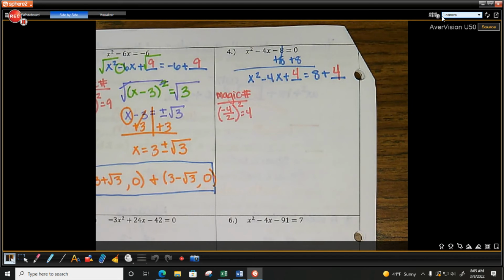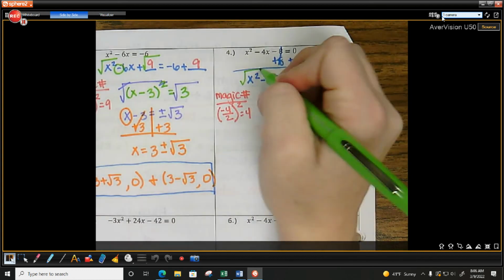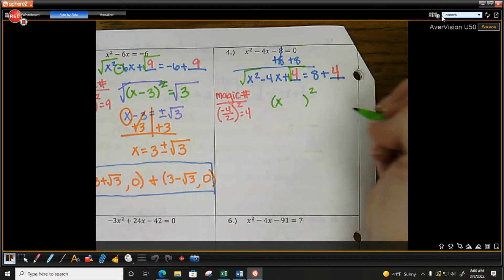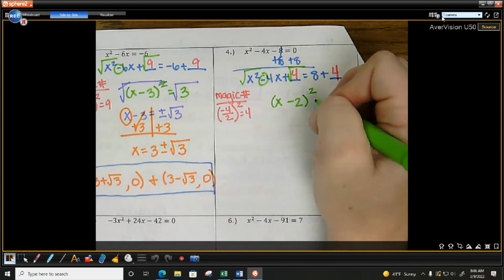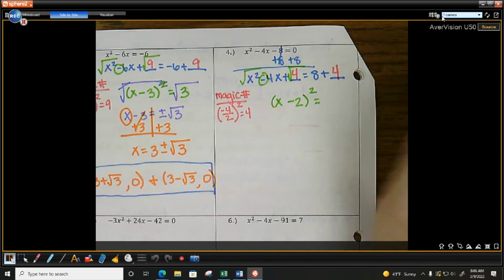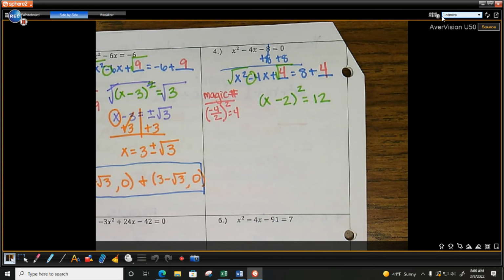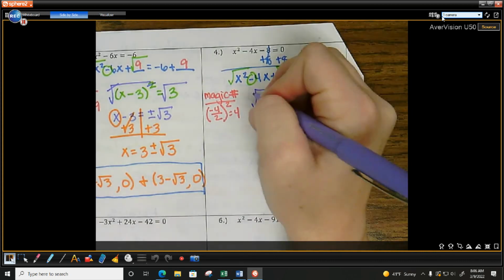Factor it. Parentheses squared. What's the square root of x squared? What's the square root of 4? 2. Is it a plus or minus? Minus. Equals, what's 8 plus 4? 12. What do we do next? Square root both sides. The square root and the square cancel each other out, and I get x minus 2 equals plus or minus the square root of 12.